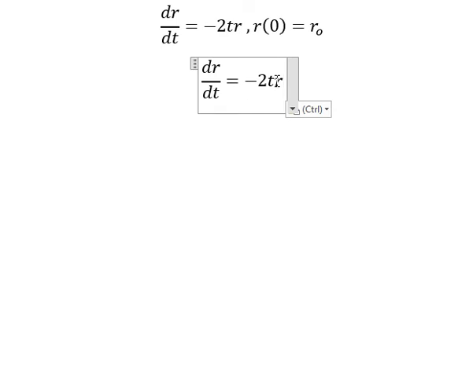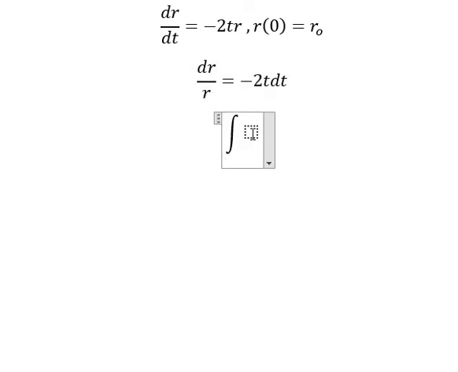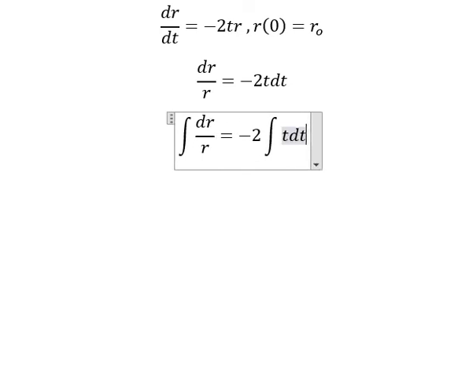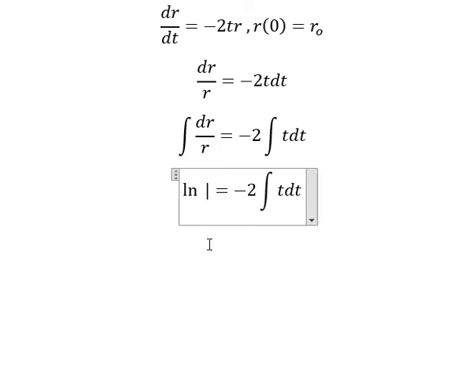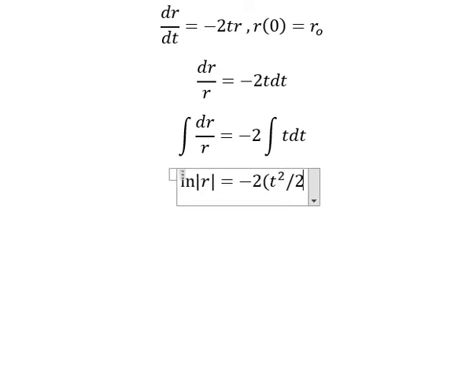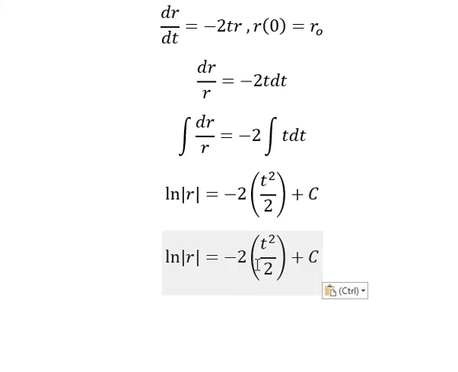I will put dt go to the right and r go to the left. Next, we put the integration for both sides. So the integration of this one, we have ln of the absolute value of r. The integration of t, we have t squared over 2, and I will put plus c. Now we simplify number 2.